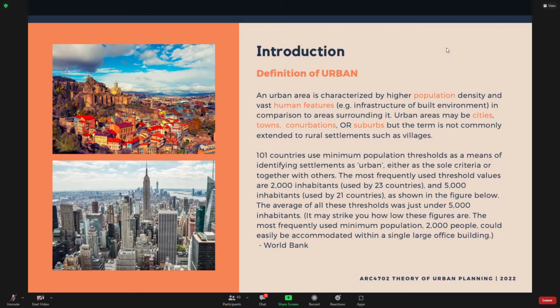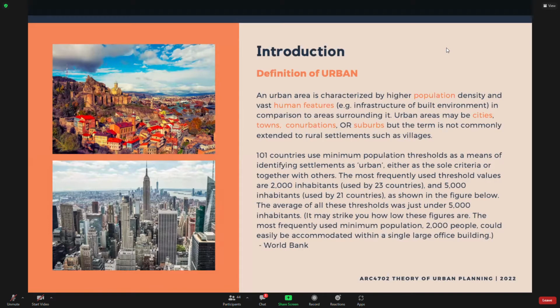The most frequently used minimum population, 2,000 people, could easily be accommodated within a single large office building, right? A single large office building in KL can accommodate 2,000 staff. So just imagine, that's already an urban area in some countries, especially in developed European countries where they very strictly restrict the development of their cities. They have very strict regulation on the development of their cities because most of the cities are very historical, and they need to take care of that. Okay, this data is from the World Bank.